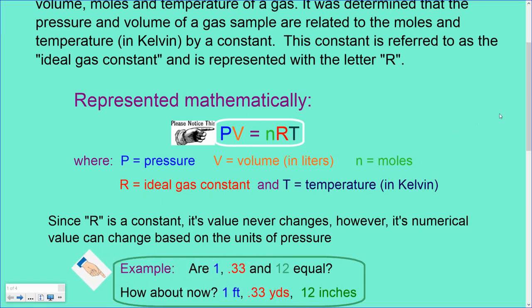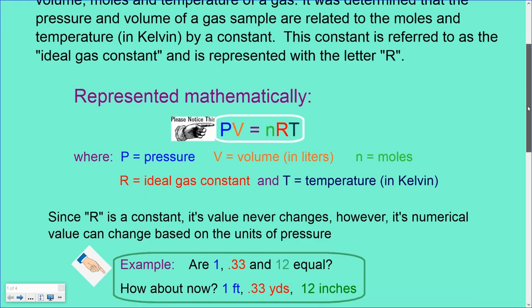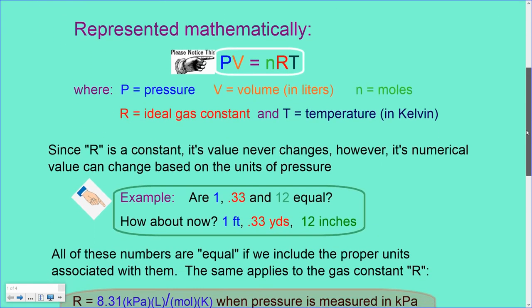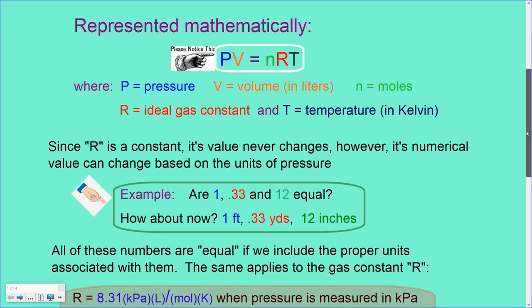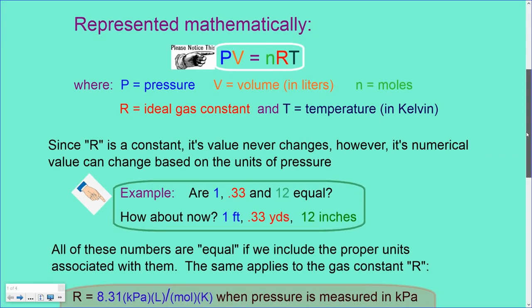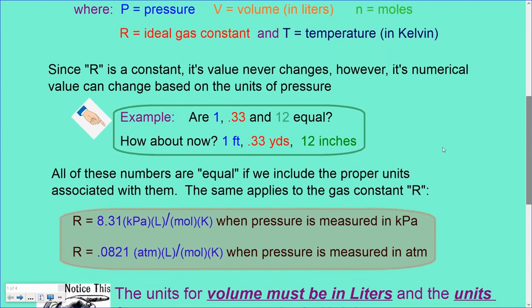So the gas constant R must be thought of in a similar fashion. If we use different units to measure pressure, then we're going to have different values of R. So here is an example. If we are using the ideal gas law, we're solving a problem, and they give us the pressure in kilopascals, we're going to use the value of R of 8.31.